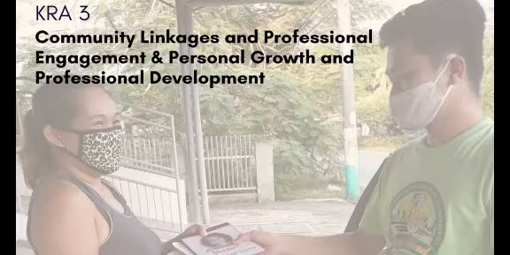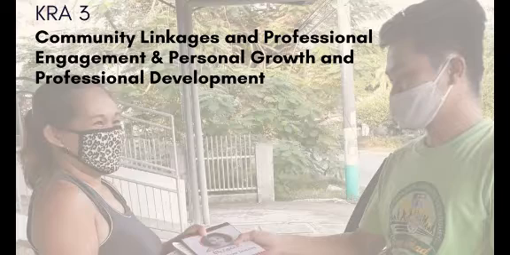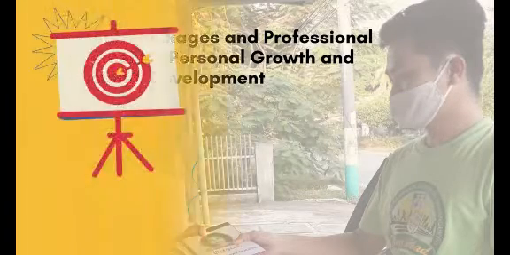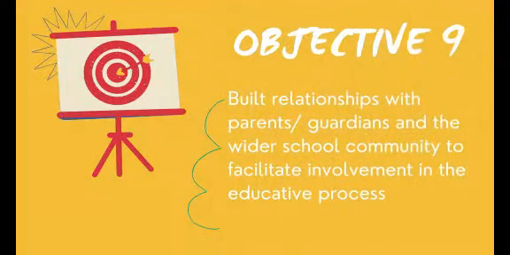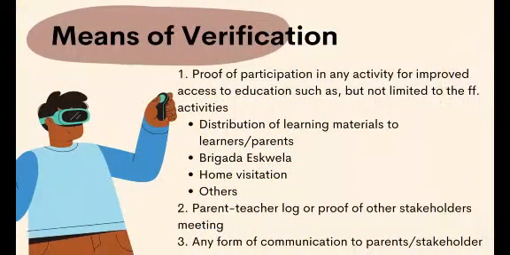KRA 4: Community Linkages and Professional Engagement, and Personal Growth and Professional Development. Objective 9: Build relationships with parents or guardians and the wider school community to facilitate involvement in the educative process. Means of verification.